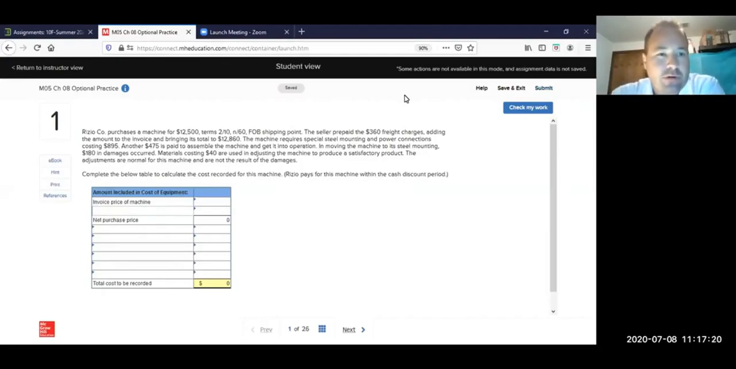Okay, we're ready to start this section, module 5, chapter 8, I believe it is. The first thing we're going to look at, as we did in the notes in the lecture part, is figuring out the actual price of this asset that we're purchasing, because it has lots of different components coming in. Remember, anything that gets the item ready to use goes into the price.